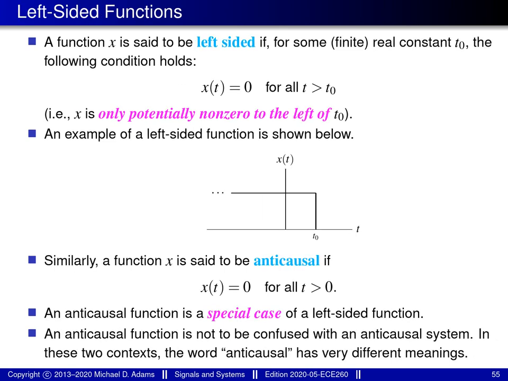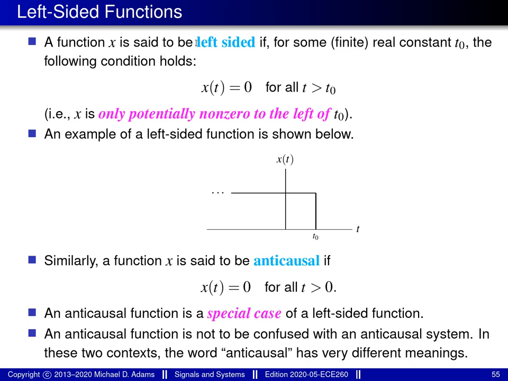and where it's 0. On this slide, I need to introduce yet more terminology that relates to this notion of when is a function zero or non-zero. So the first term I need to introduce is the term left-sided. So a function x is said to be left-sided if for some finite real constant t0, a condition of the following form is satisfied. So in terms of the graph of the function, what this particular condition is saying is that there exists some point on the horizontal axis which we'll call t0, such that everywhere to the right of this point the graph of the function is zero.